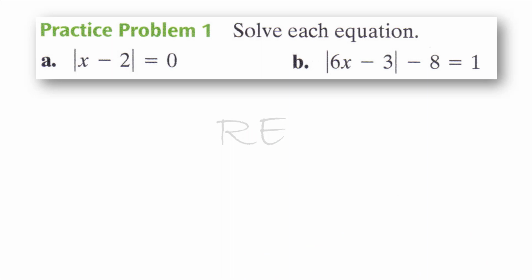Solve each equation. For the absolute value of x minus 2 to be equal to 0, x minus 2 must be equal to 0. 0 is at the center of the number line, and x is equal to 2. For b, we're going to add 8 to both sides.